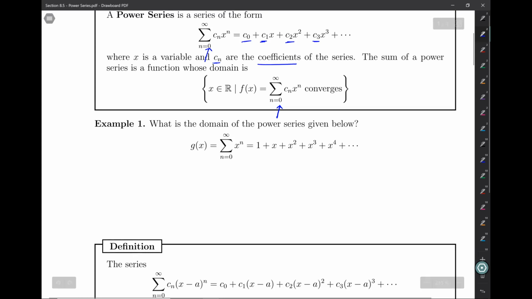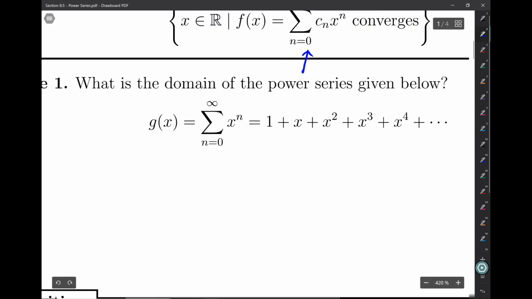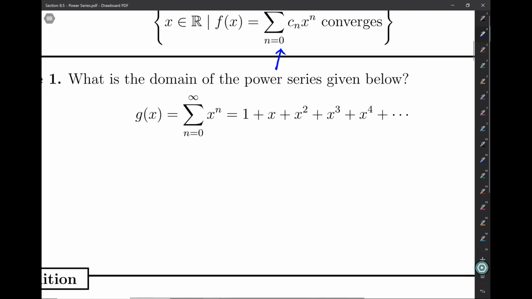So, g of x is defined as the sum as n goes from 0 to infinity of x to the power of n. We're adding up consecutive powers of x, x to the n. That is, we're looking at 1 plus x plus x squared plus x cubed plus x to the fourth, and I think you get the idea. This is a power series. If we look at the coefficients of our power series, these are the numbers that are multiplied by x to the power of n. In this case, there's nothing there, which means that all of our coefficients are really just 1. So this is kind of like one of the most simple power series that we can come up with, and here we have it.